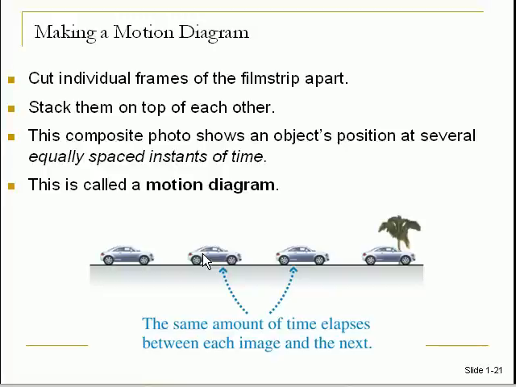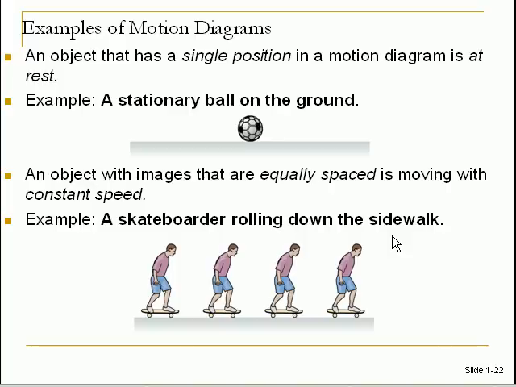Now, some motion diagrams are pretty simple. If you took snapshots of an object that's not moving, you would notice that the picture looks exactly the same every single time. So as a result, the motion diagram, well, it's not very interesting. A stationary ball on the ground would just look like this because it's not moving. So if we take snapshots every equal interval of time, you would just see the ball in the same location.